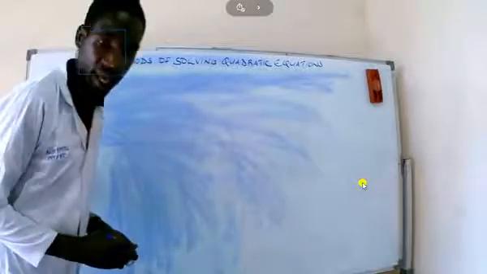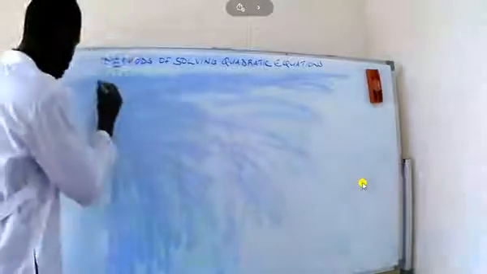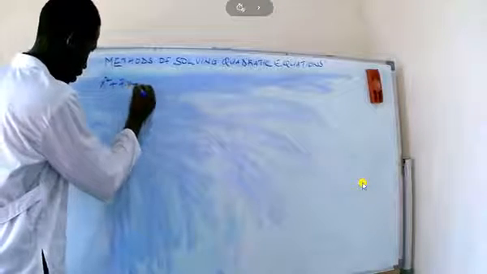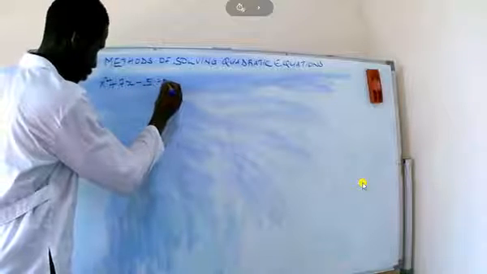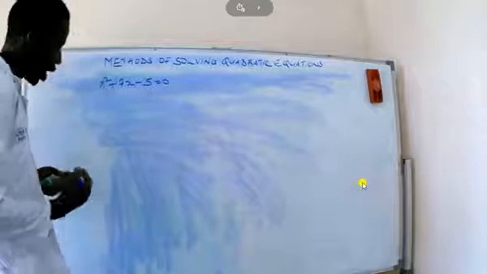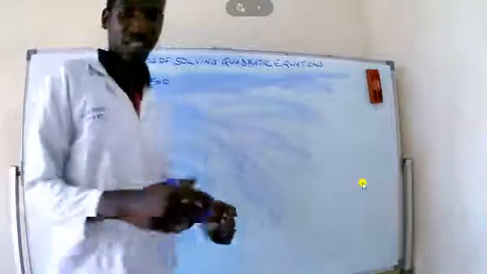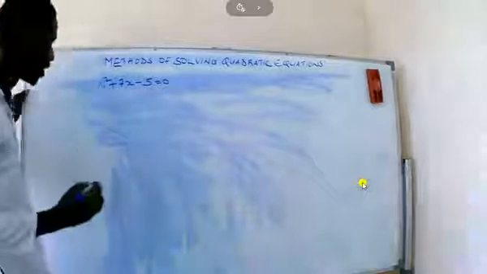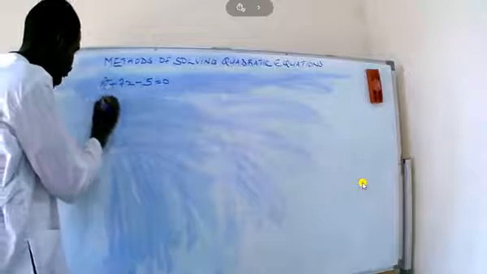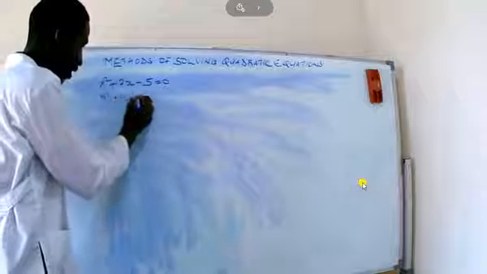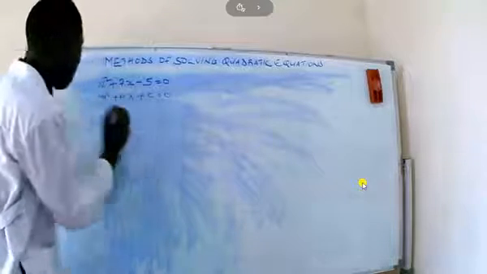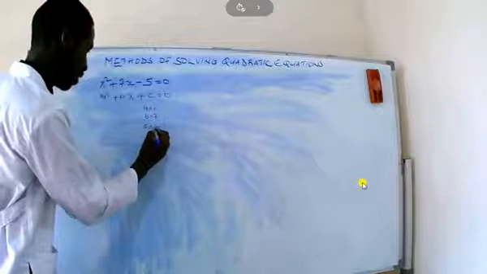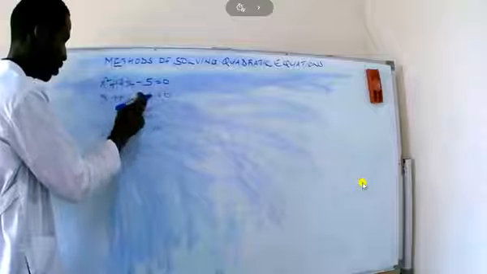Example number 2 says, solve the equation x squared plus 7x minus 5 equals 0. Let's try it out. Still, we compare with ax squared plus bx plus c equals 0. You realize that a is 1, b is 7, and c is negative 5.